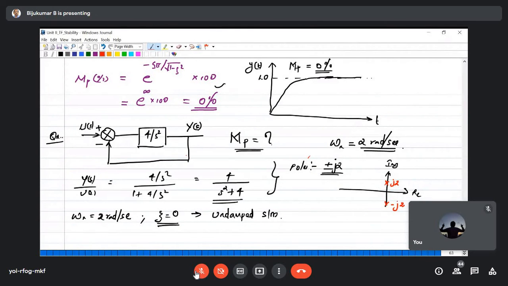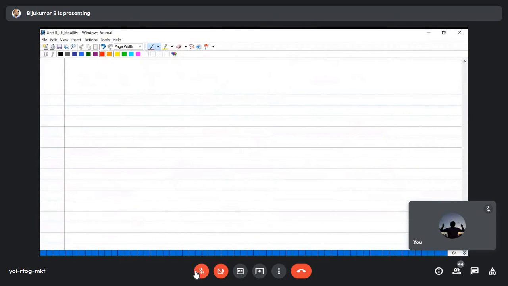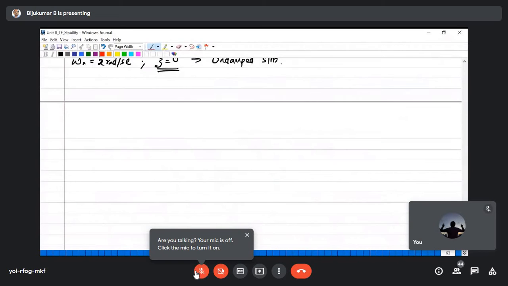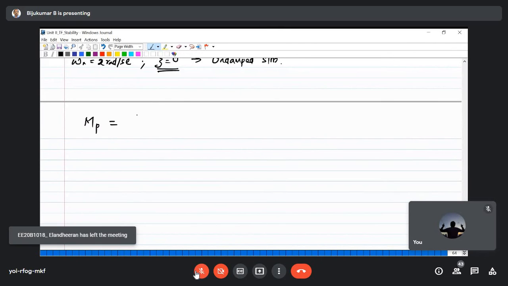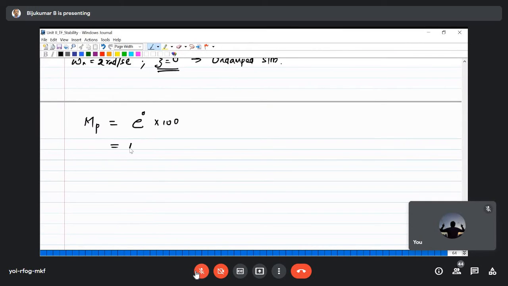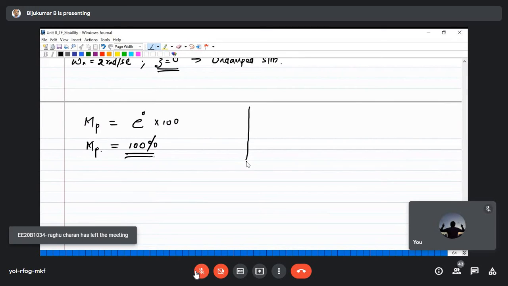That is very important. So first we will calculate the overshoot. The question is to calculate overshoot, right? So if you substitute in that equation, what is the value you'll get? 1, sir. Yeah. That means the percentage of overshoot is 100%. Right? Previously it is 0%. There is no oscillation. For an undamped system, it is 100%.